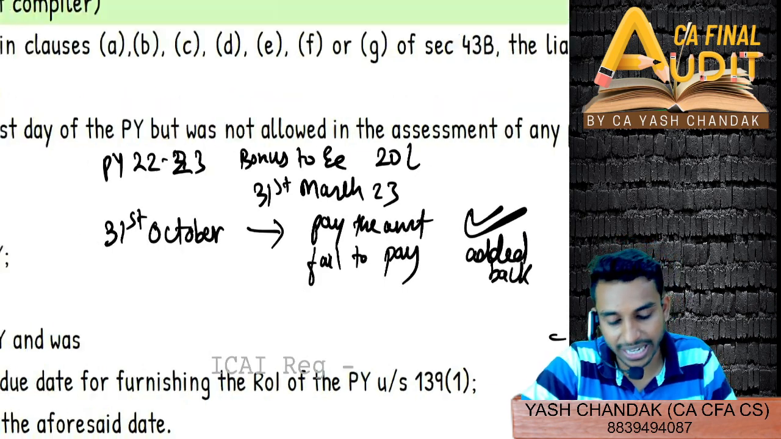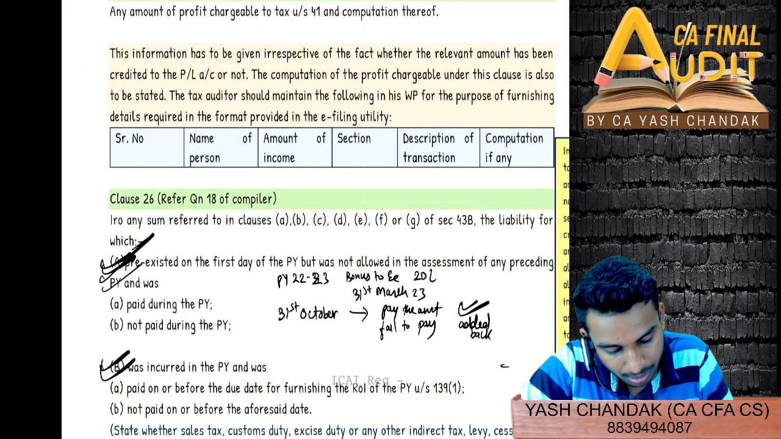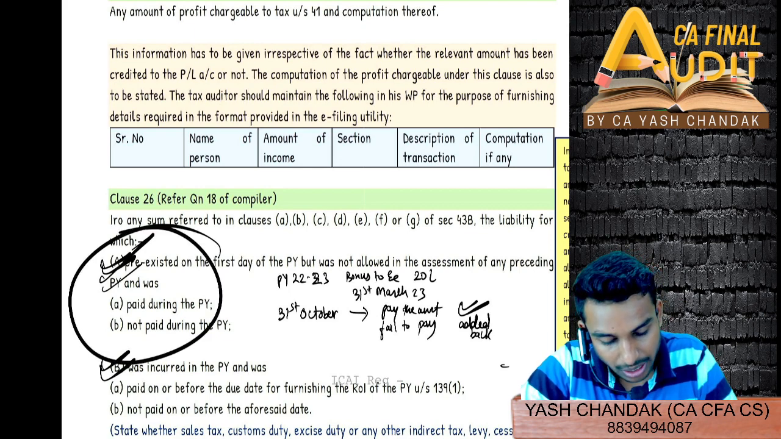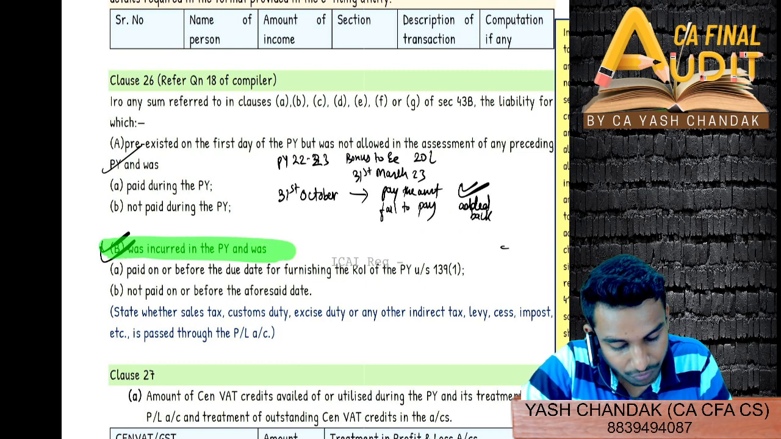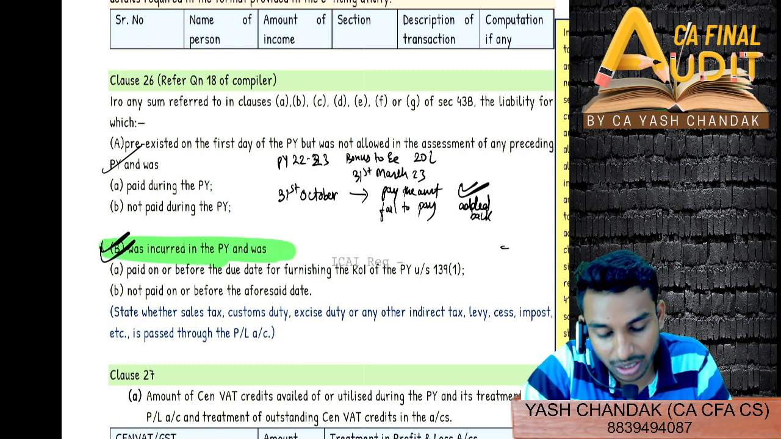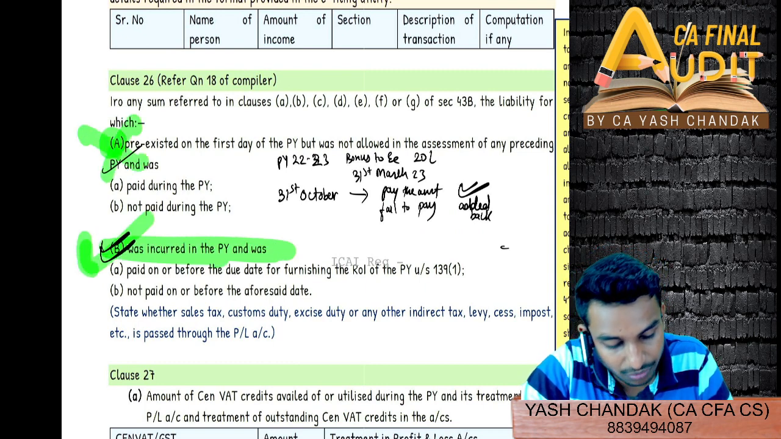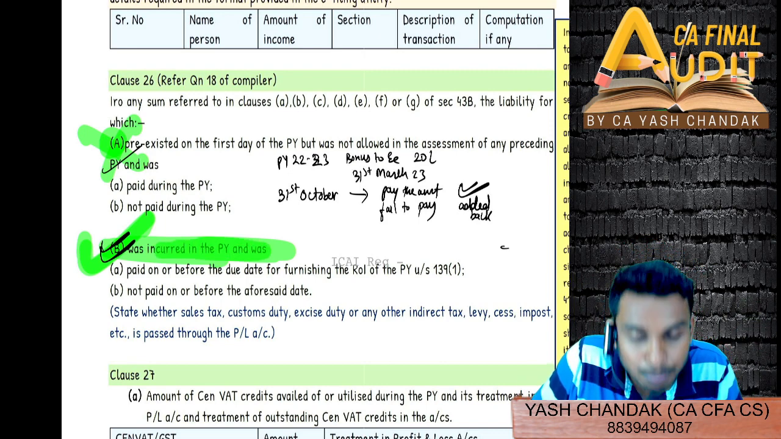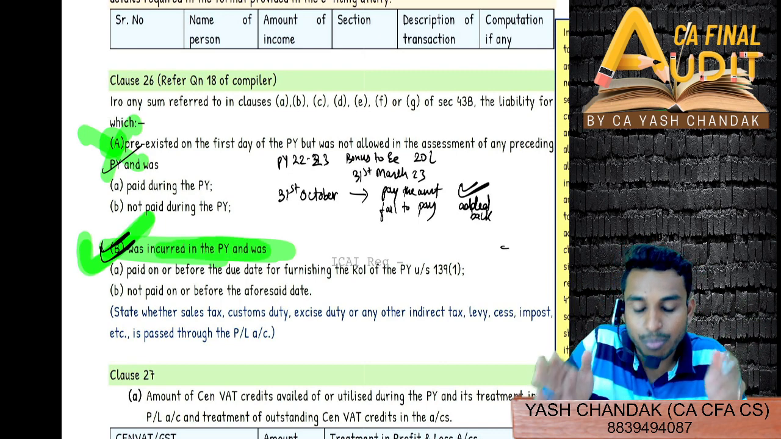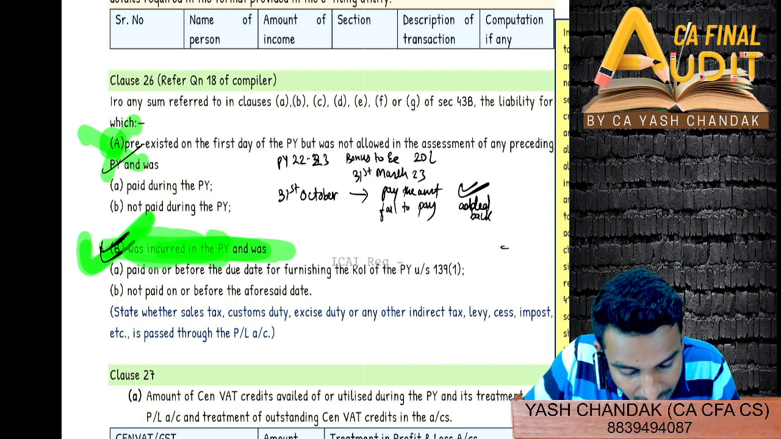If I fail to pay, this will be added back and reported here. Why B, not A? Not here, it will be reported here. Why? Because this expense relates to this previous year. This expense was incurred in the previous year.